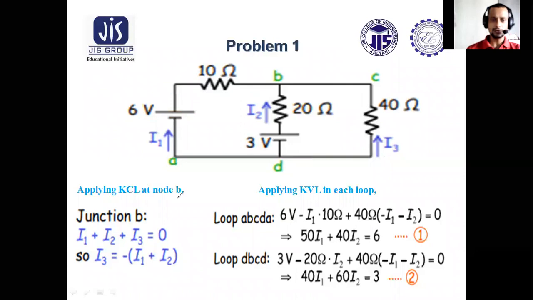Next, let us move to the other loop. The second loop could be considered as this one or as this one. So it's up to you which loop you will be considering. So let us consider this loop here, the right loop here. You can consider any of these two loops, but here it is considered as the right loop. So again, let us assume this is our direction of travel.